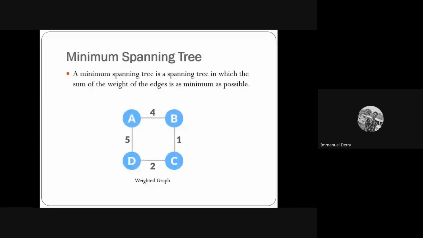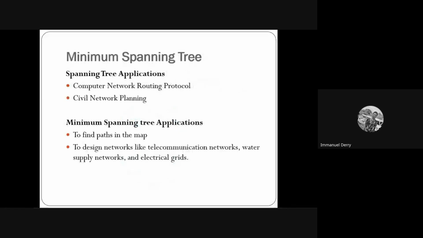So that is where we have these algorithms that are going to be able to determine the edge that is least or the vertex that is least from the other. And we have several algorithms, but the two most popular ones are Prim's algorithm and Kruskal's algorithm as well. So Kruskal's algorithm is used to find a minimum spanning tree of a connected weighted graph.